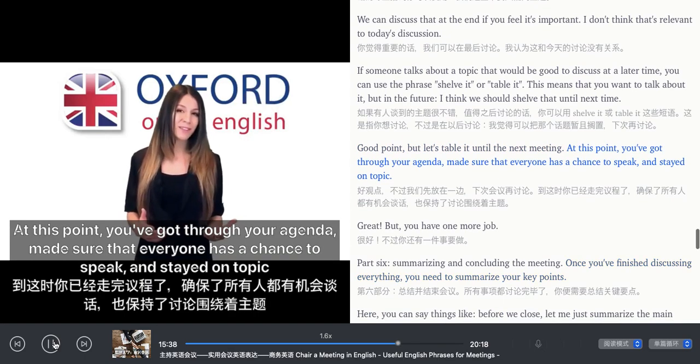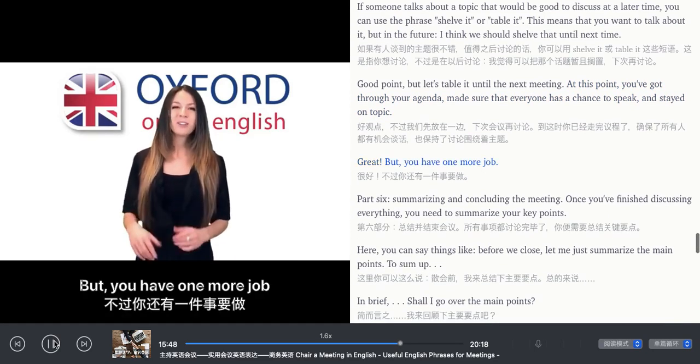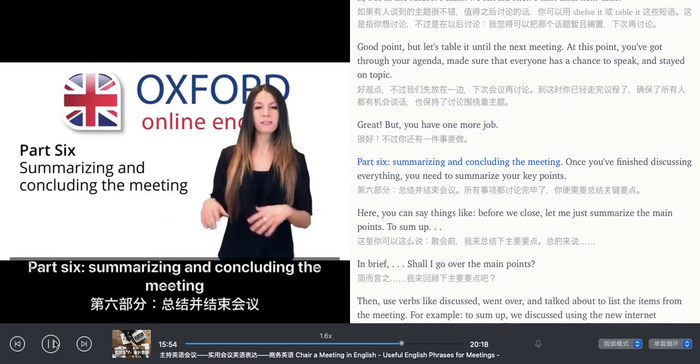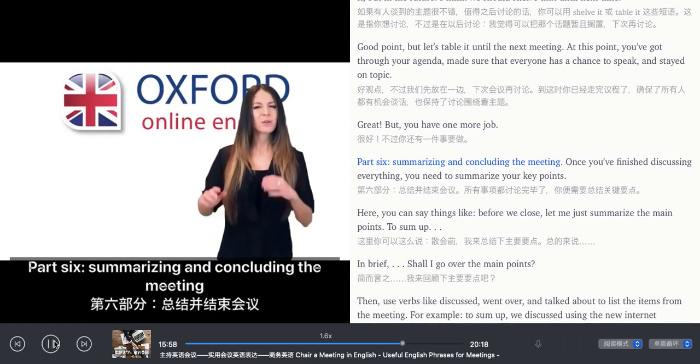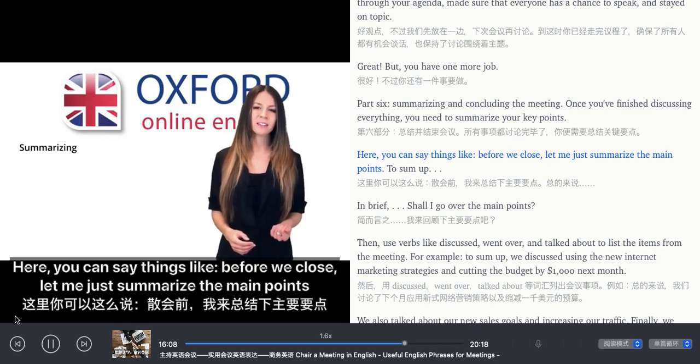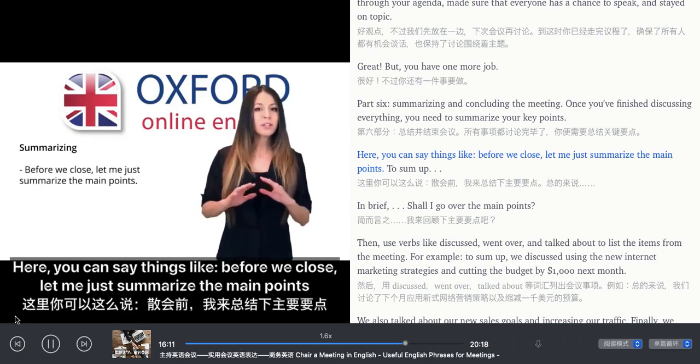At this point, you've gotten through your agenda, made sure that everyone has a chance to speak, and stayed on topic. Great, but you have one more job. Part 6, summarizing and concluding the meeting. Once you've finished discussing everything, you need to summarize your key points. Here, you can say things like, "Before we close, let me just summarize the main points."